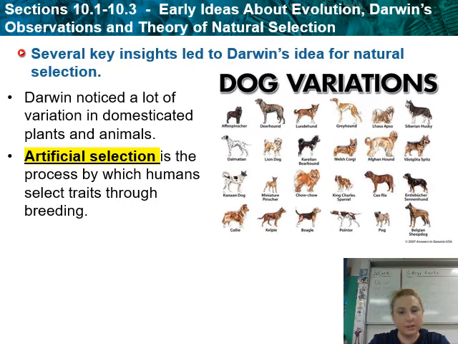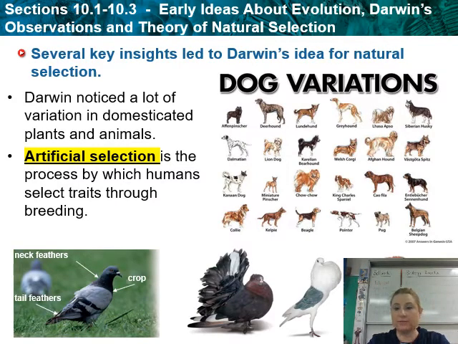As Darwin studied more on how things change over time, he started to notice a lot of variation in domesticated animals. Domesticated animals are animals that have lived closely with humans. We have trained them to live with us and help us out. Things like dogs. In Darwin's time, a lot of people raised pigeons, and they would have pigeon races and all sorts of things, and then they actually would eat pigeons as well. But what Darwin knew is that humans would actually select traits and breed animals for specific things that they liked. We call that artificial selection.